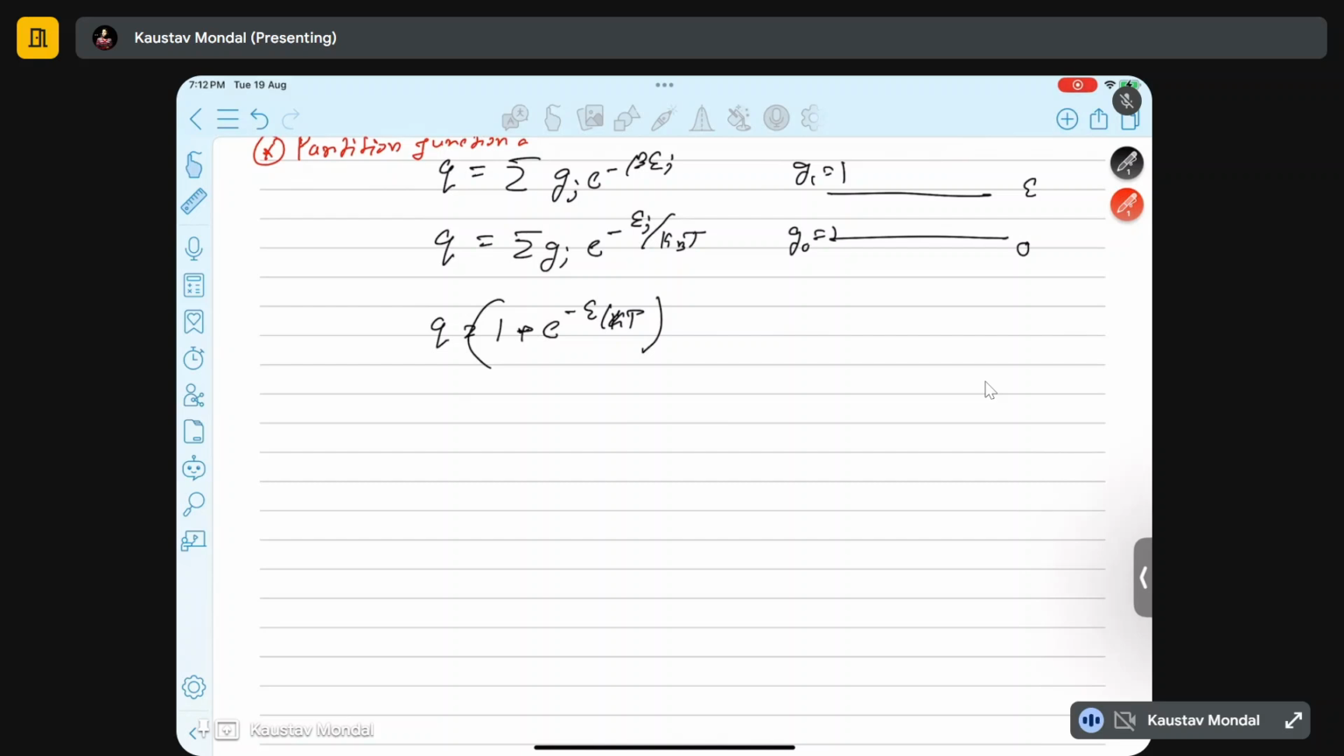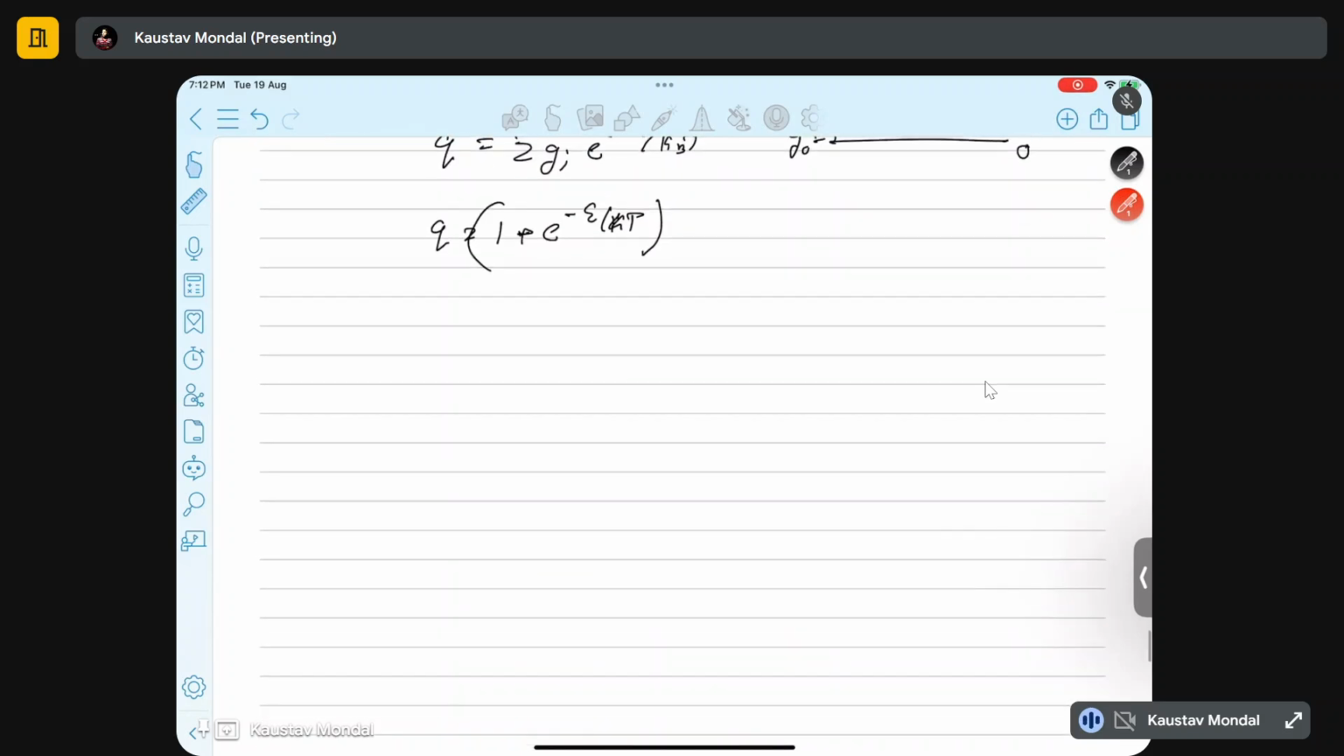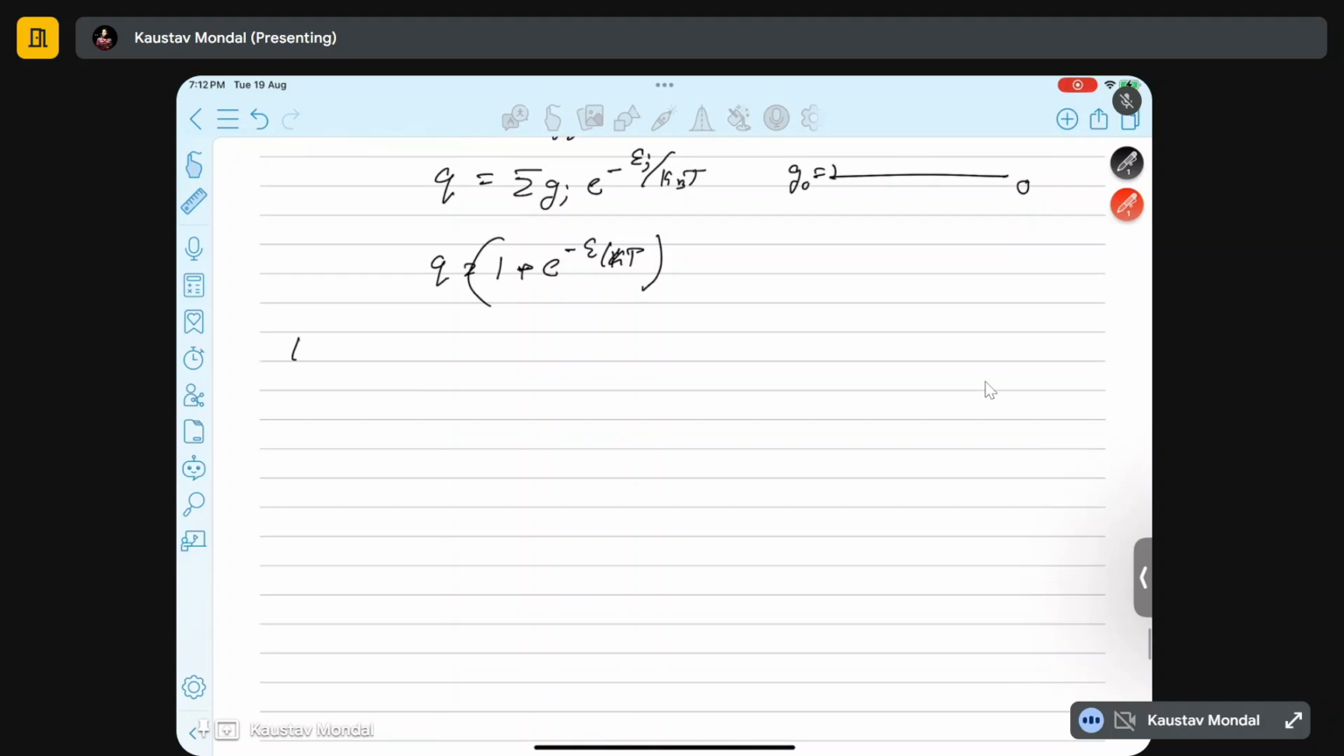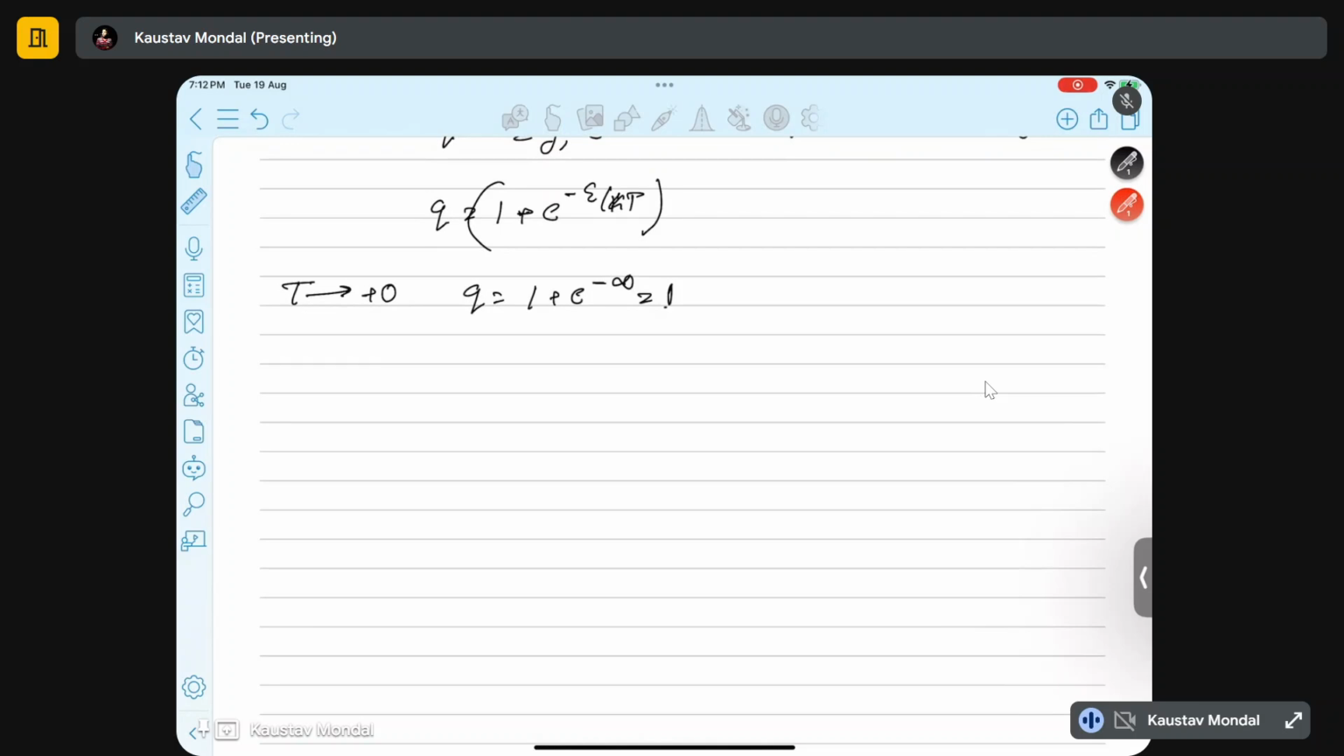Now for this system, what will happen if you check the temperature in the extreme cases? First we'll check when the temperature tends to positive 0. In that case Q would be 1 plus e to the power of minus 1 by 0, which becomes minus infinity, so e to the power minus infinity, 1 by infinity, gives you basically 0. So this gives you basically 1.